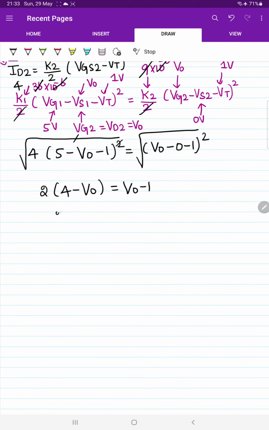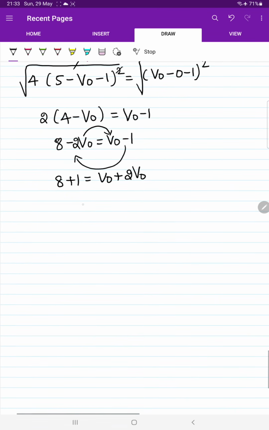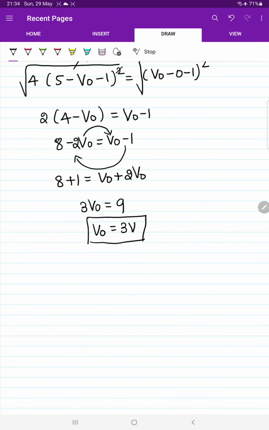From here further it will become 8 minus 2V0 equal to V0 minus 1. Now pass this minus 2V0 to the right hand side, and bring that minus 1 to the left hand side. If minus 1 comes to the left hand side, it will become plus 1. If minus 2V0 goes to the right hand side, it will become plus 2V0. So V0 plus 2V0 will become 3V0. Finally 3V0 will be equal to 9, and the value of V0 will be equal to 3 volts. Yes sir, we have successfully found the value of V0.